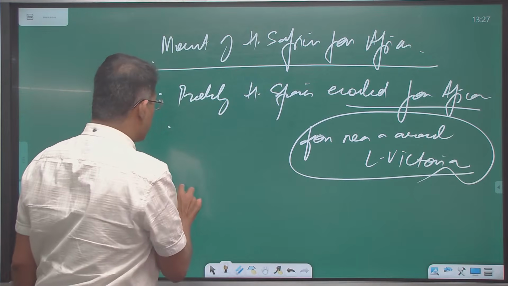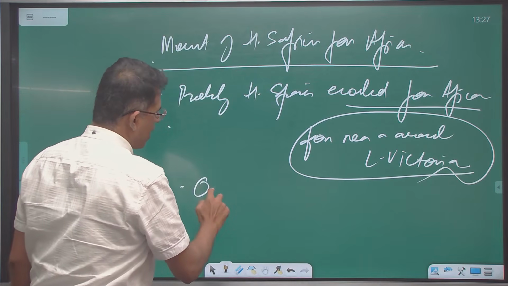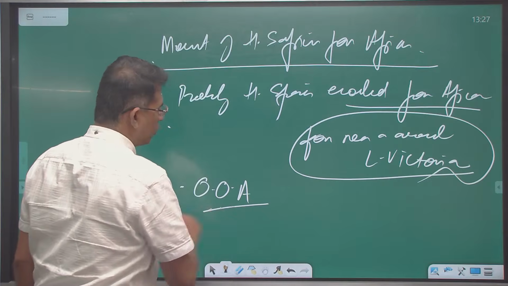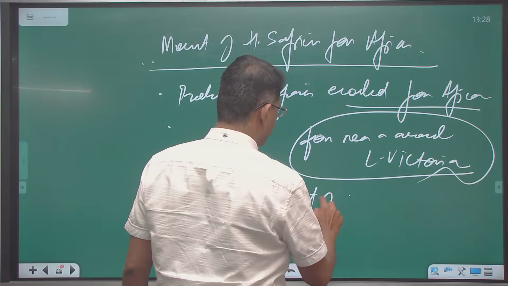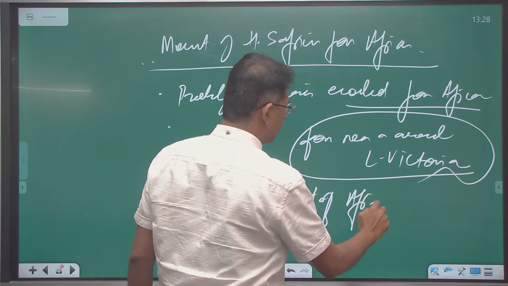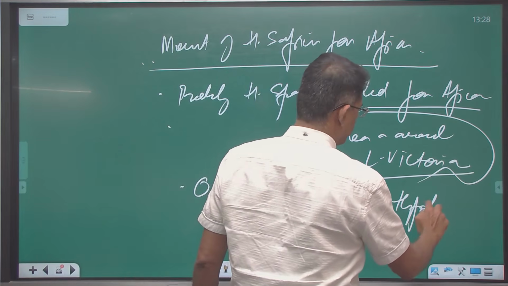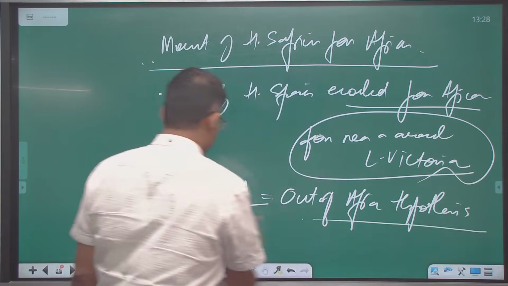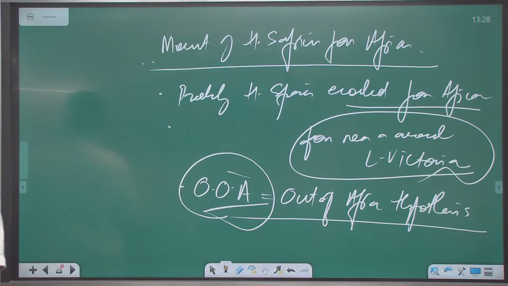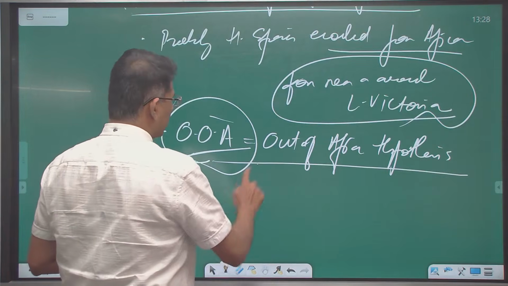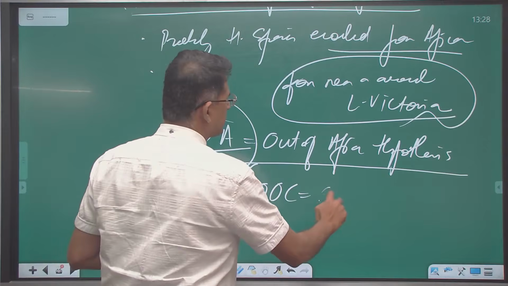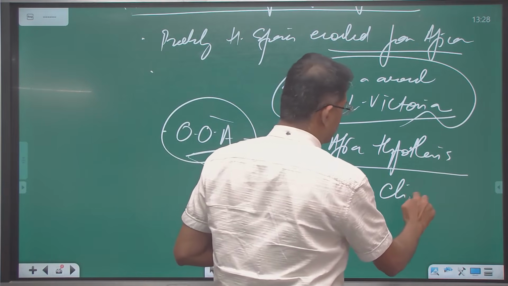This theory is called OOA. It's called the Out of Africa hypothesis. It's called the OOA theory or Out of Africa hypothesis. It has a counterpoint also. Some say there is one more theory, OOC. This is the Out of China hypothesis.